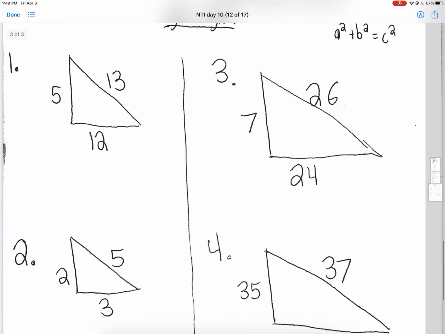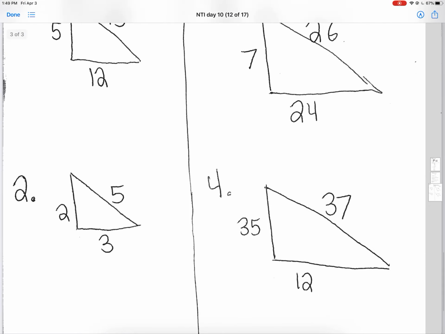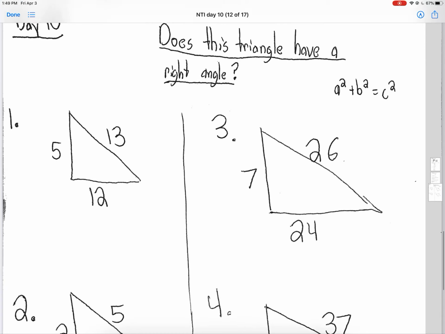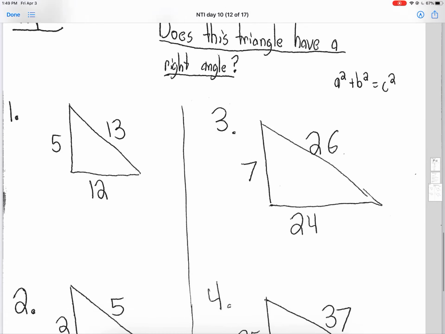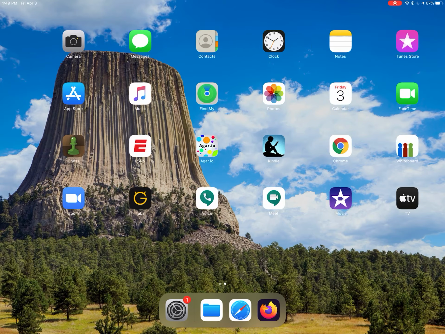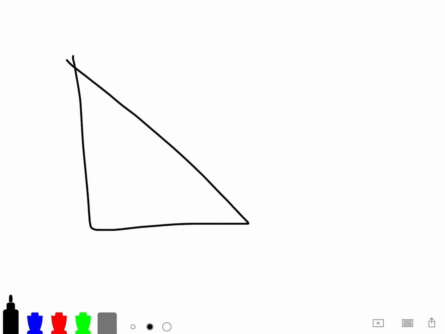For Friday, the last day of this week, we are going to use the Pythagorean theorem to figure out if these triangles have a right angle. If it does have a right angle, then it should follow the Pythagorean theorem. Now we will use an example. We'll just use the 3 squared, 4 squared, and 5 squared. So we're going to be given every single side, 3, 4, and 5.